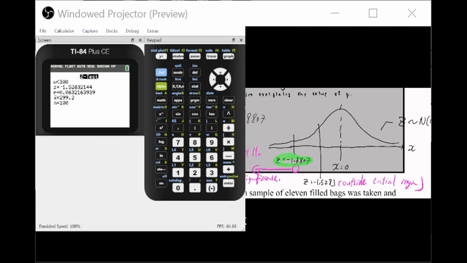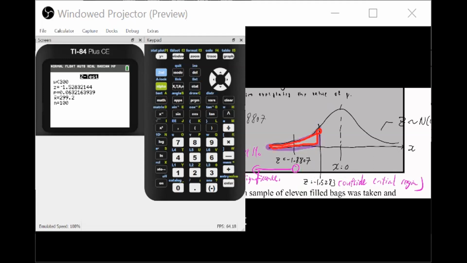This guy, how did we get this? We calculated it from the alpha. That guy, 1.5283, where did we get it? We get it from z-test, or we do it manually. So what's your p-value again? The 0.06321. This one. Yes, correct. Okay, good.